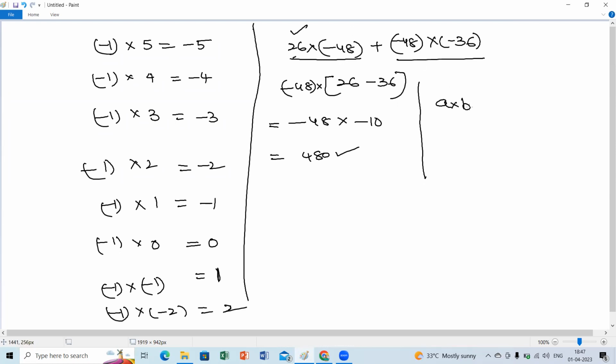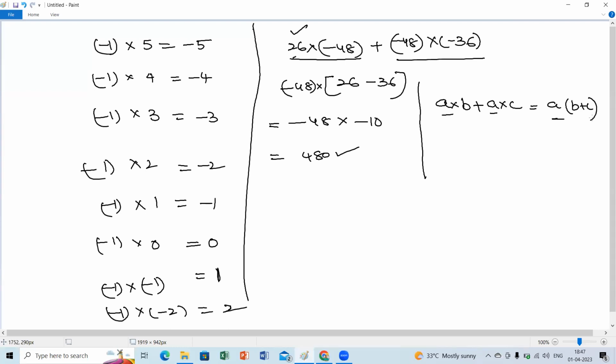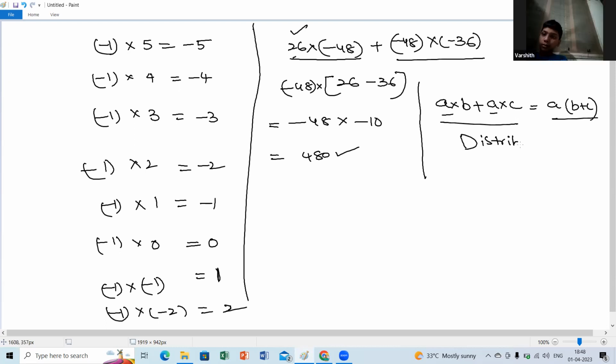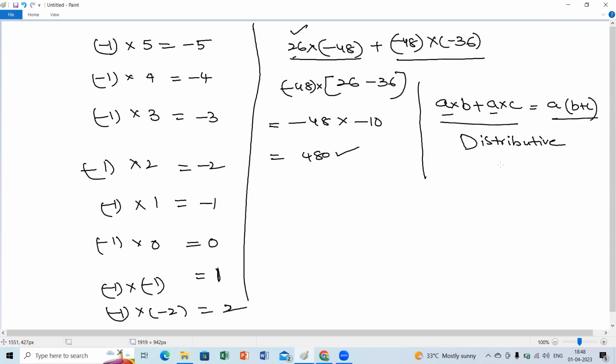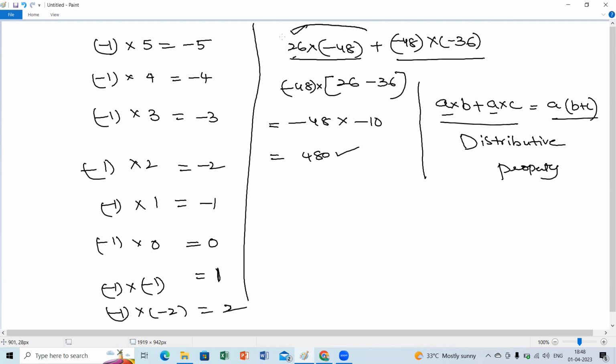Distributive property: A into B plus A into C. Who is distributed here? Ma'am, mother means A. So what is left over? Children are B and C. What is the property name? Distributive property. If you don't know this property, you should multiply these two numbers first, then these two numbers, and then simplify the result. That takes lots of time. That's why we are using properties of rational numbers.